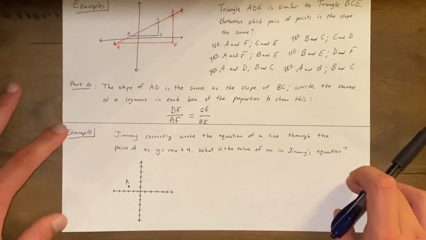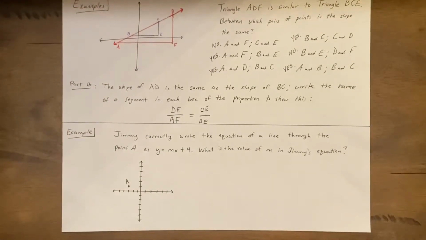All right, our next one says, Jimmy correctly wrote the equation of a line through the point A as y equals mx plus 4. What is the value of m in Jimmy's equation? Okay. Well, m, what are we looking for? We're looking for slope. Well, they only have 1 point there. So we need 2 points to find slope, right?